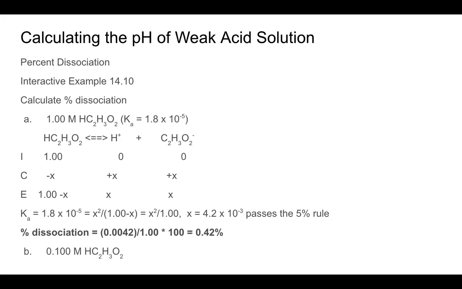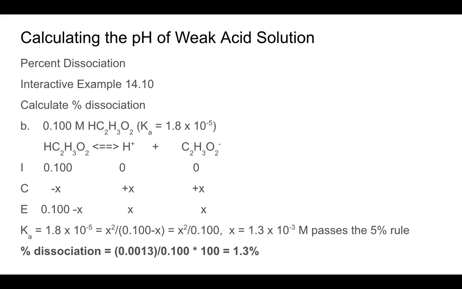Now to compare that 0.42% to 0.1 molar acetic acid, so now I'm doing part B, 0.1 molar acetic acid. I just took the previous problem and did a bunch of substitutions, 0.1 for 1.0. So now we're calculating it for 1/10 molar acetic acid. Going through all the same math, we find that x is 1.3 times 10 to the minus 3 molar, which works out to be 1.3% dissociation.